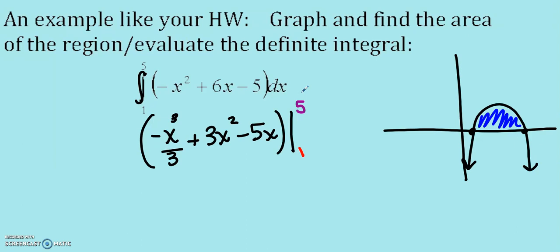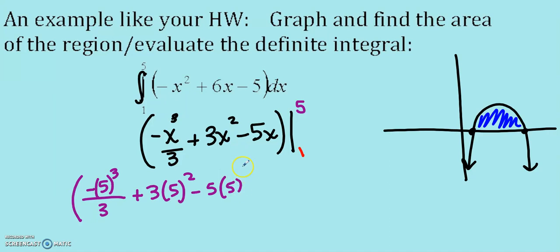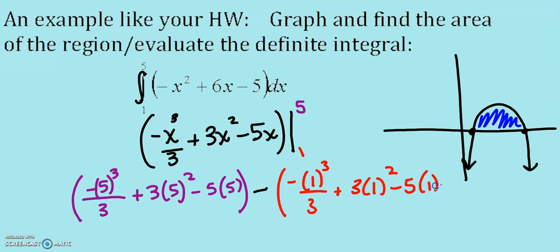Okay, so antiderivative evaluated from 1 to 5, we would plug in the big bound first, right? I'm finding the big area: negative 5 cubed over 3 plus 3 times 5 squared minus 5 times 5. So that's the big area minus my smaller area, which is negative 1 cubed over 3 plus 3 times 1 squared minus 5 times 1.